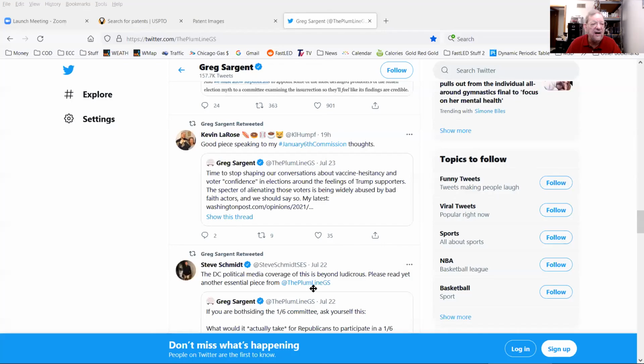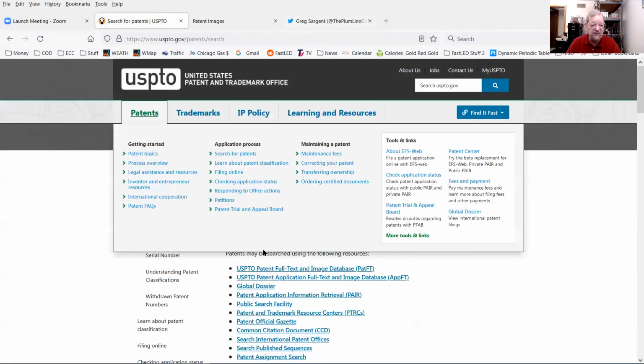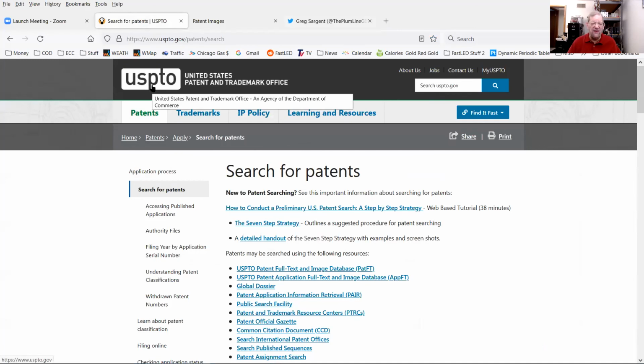Now, where do you find patents? The most useful site other than Google on the internet for me personally is the United States Patent and Trademark Office. Thumbs up, people. Do you see where it says search for patents? And let me go back one.